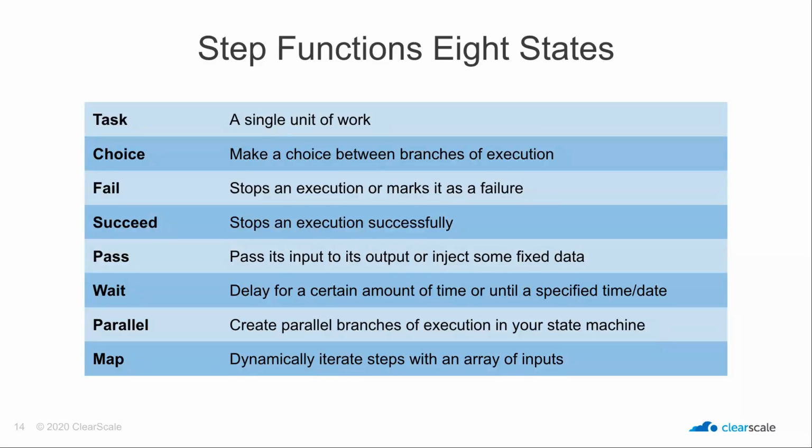a wait, which delays for a certain amount of time or until a specified time or date, a parallel state, which creates a parallel branch of execution in your state machine. You saw that we had a parallel branch going to our 2 containers. And then map, which dynamically iterates steps with an array of inputs. So you can have a full array of different inputs and then do a different step or a different task based on that input and iterate through your array.